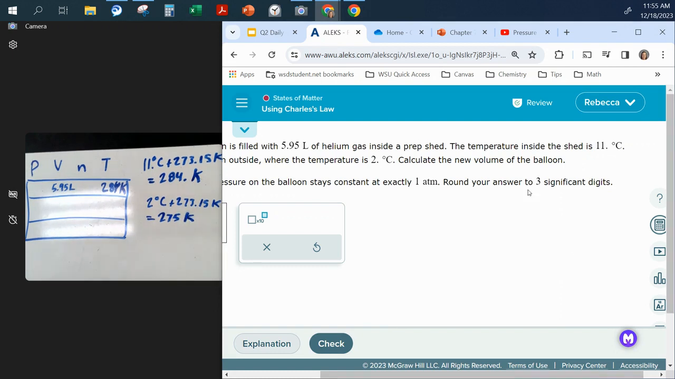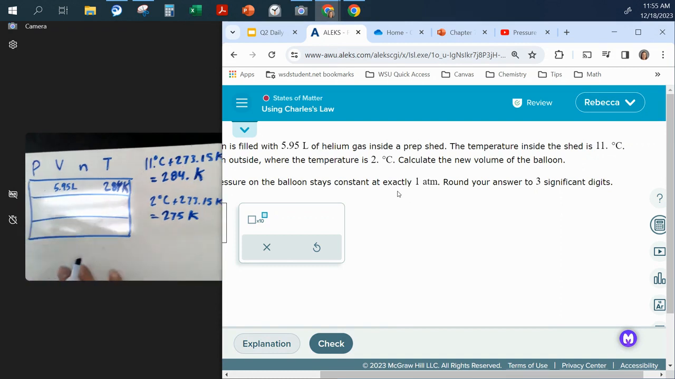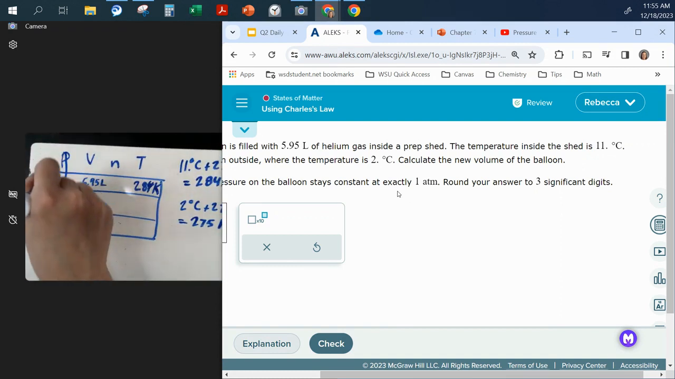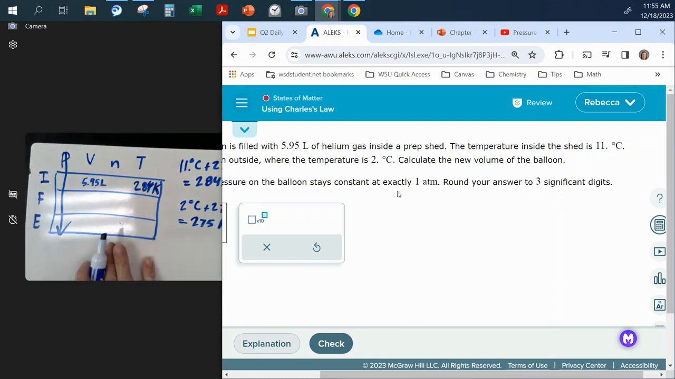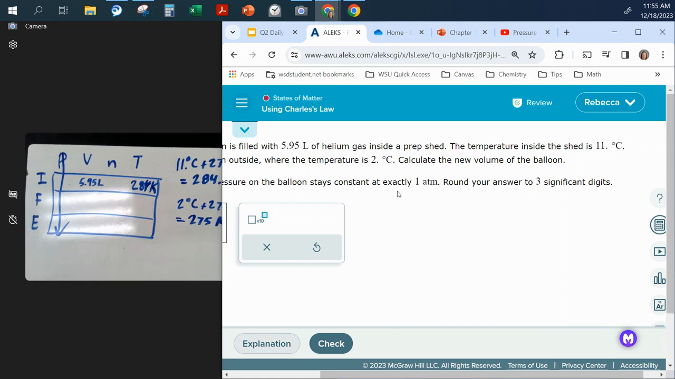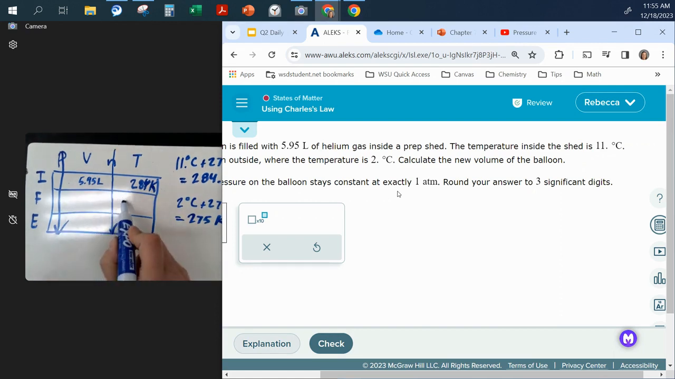It also says the pressure stays constant at 1 atmosphere. So pressure stays constant, I don't need to worry about that one. Also, I filled the balloon and it's staying full, so I'm not going to change the number of particles. The only thing I'm changing is the temperature, and then I have to see what happens to the volume.